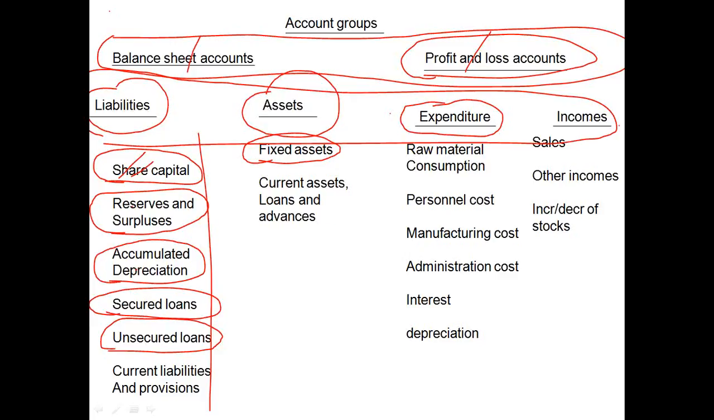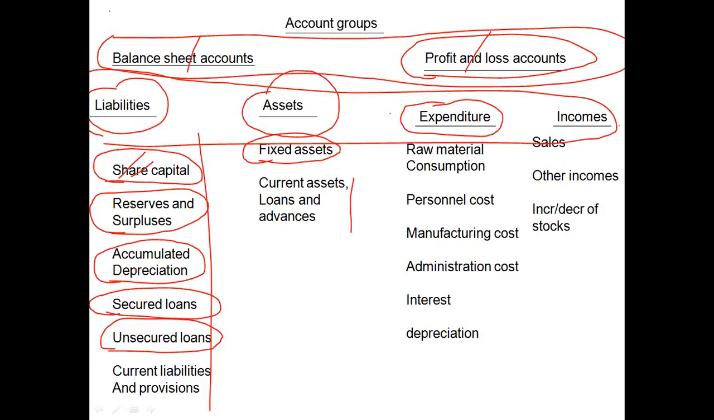Then current assets, loans and advances. In that case, sundry debtors, inventory of raw material, inventory of packing material, inventory of finished goods, work in progress account, then incomes receivable, prepaid expenses. So like that, all the current assets related GL accounts are created under the current assets, loans, advances account group. Like that, individual GL accounts are created under the respective account groups.